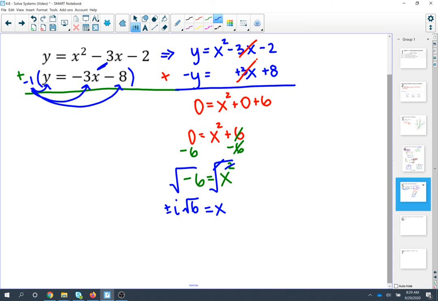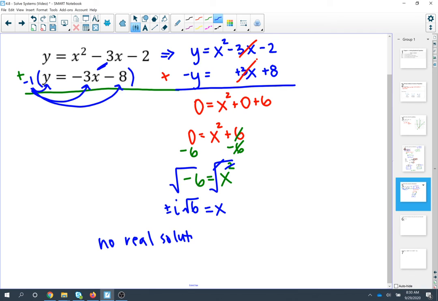Now, if I'm getting an i, that means imaginary. And think of what you're trying to find here. You're trying to find where these intersect on a graph. If you're getting an i, do they actually intersect on the graph? And the answer is no. Like, yeah, I could have an imaginary solution, but in this case, I don't want an imaginary solution. That doesn't make sense. So this is no real solution.